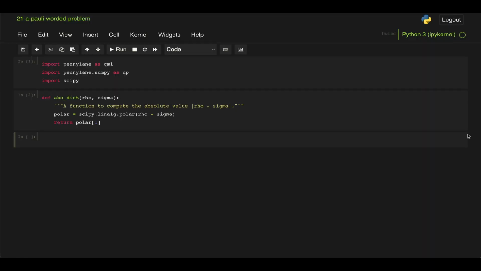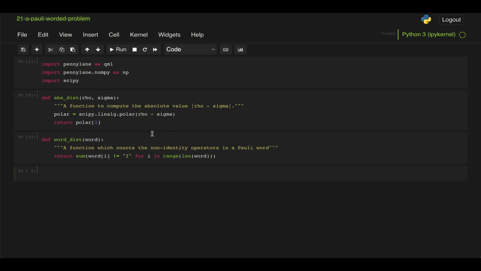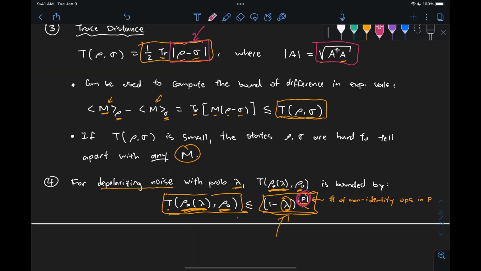Then we're given another helper function that helps us compute the number of operations in a Pauli string that are not identities. So basically this function right here is to help us compute this value right here for the exponentiation of this equation. Let me rewrite it down here. So this function is to calculate just this part right here.